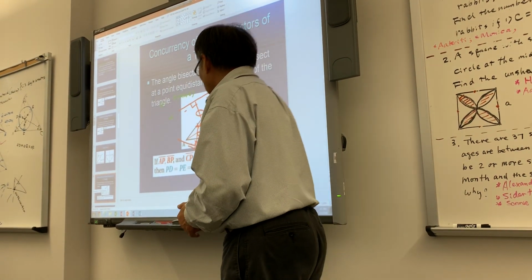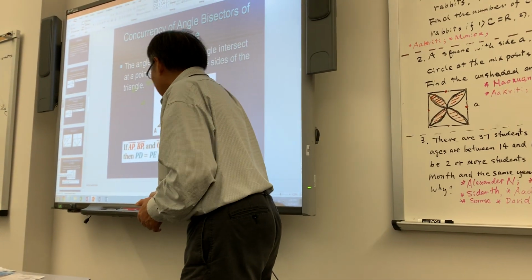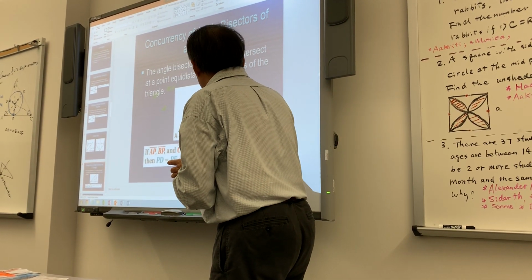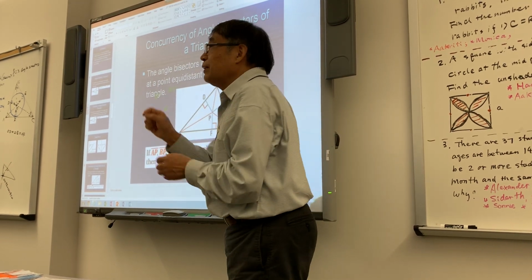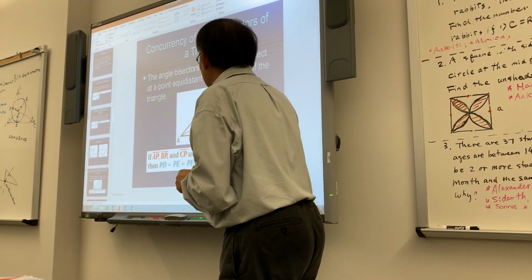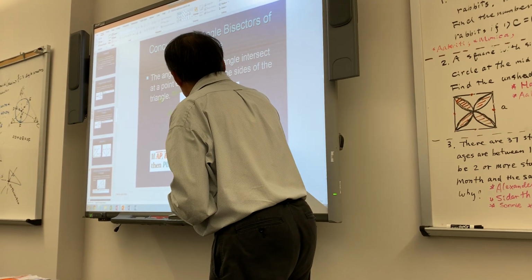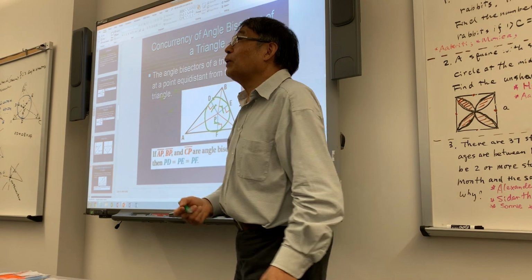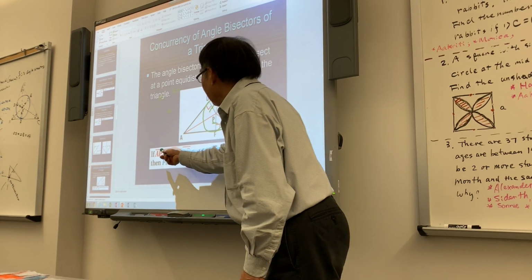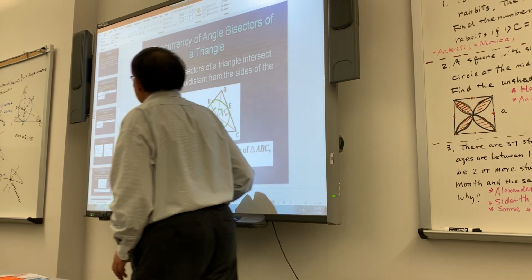Concurrency of angle bisectors. We already discussed this part, so we just discuss it again. The red means angle bisector for angle A, angle B, angle C. The blue segment means the distance from the center to the side. So those three segments must be congruent. That's why we can draw a circle like this. So by definition PD, PE, PF are equal, and AP, BP, CP are angle bisectors. This is everything we already discussed.